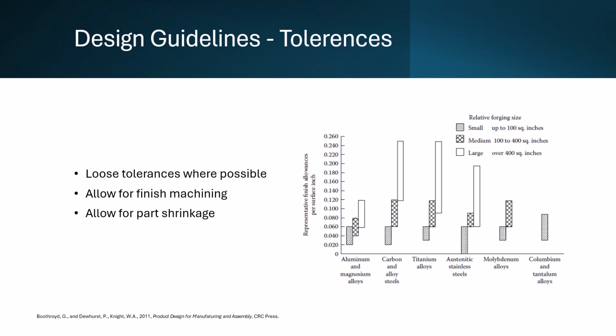Tolerances, including surface finish tolerances, should be kept loose where possible to avoid costly machining steps added at the end of the process to meet the strict tolerances. A chart showing recommended surface finish based on material and relative forging size can be found at the right of the slide.